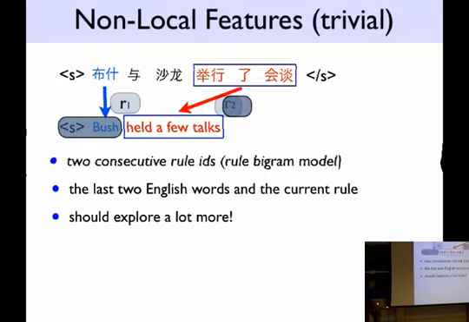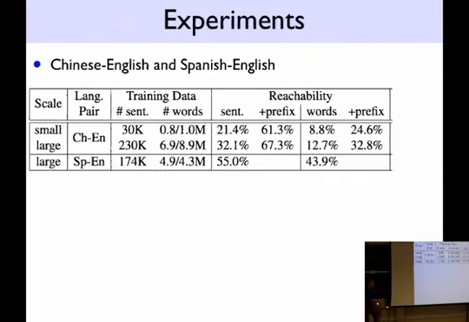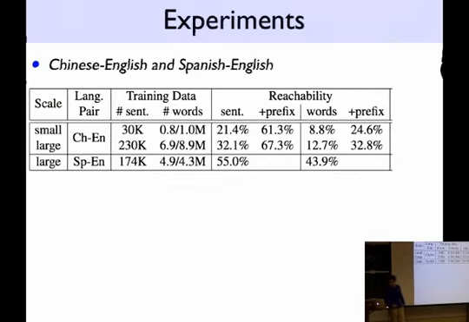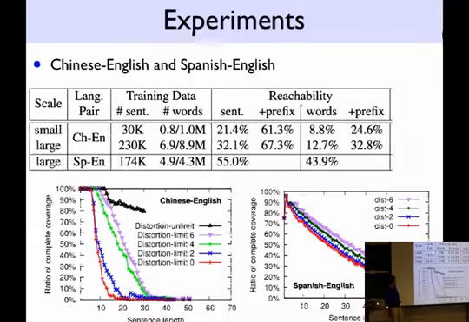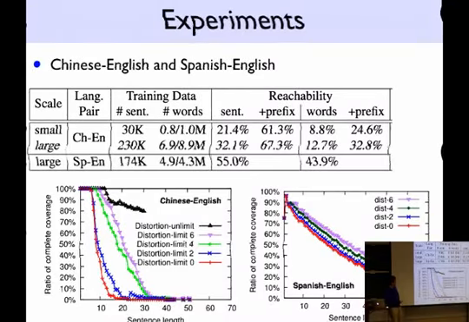Now, we'll talk about experiments. We have three data sets: small Chinese, large Chinese, and large Spanish, English. These are the reachability numbers. Spanish is a lot higher than Chinese for sure because the word orders are almost the same: 55% in sentences and 44% of words. For Chinese, because the reachability is so low, we still add prefixes to make them more useful. And these are the reachability plots that I showed before.